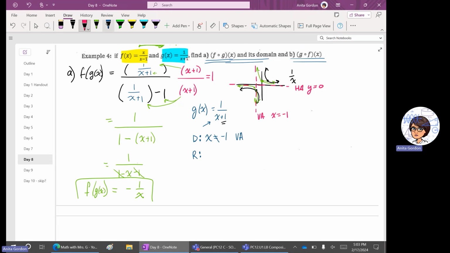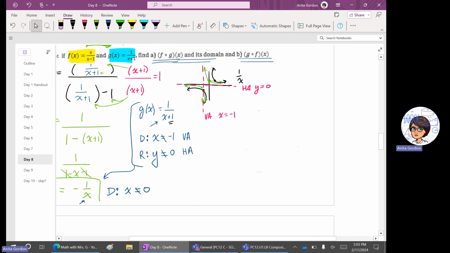So our range here is that y cannot equal 0, which is essentially that we can't touch the horizontal asymptote. So remember, the range of g of x becomes the domain of f of x when we have a composition. So that means the domain of f of x is that x cannot be 0, which is a good thing because we cannot have a 0 in the denominator. So we're done. We know the domain, we have simplified the function, and we're good to go.